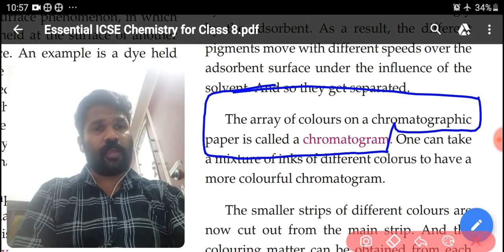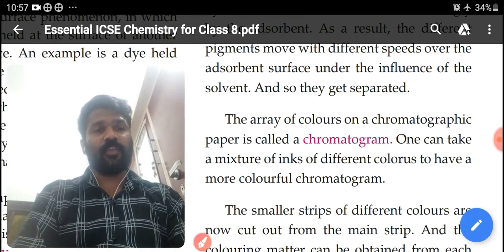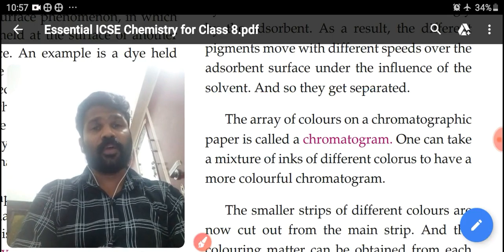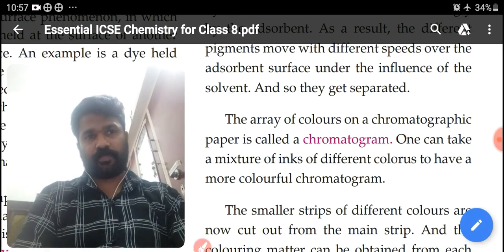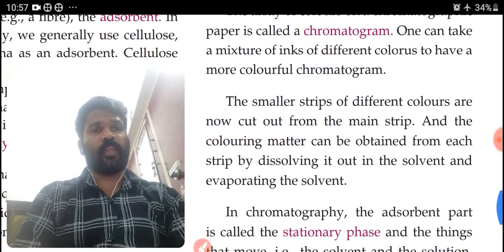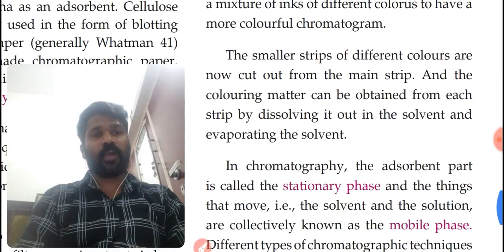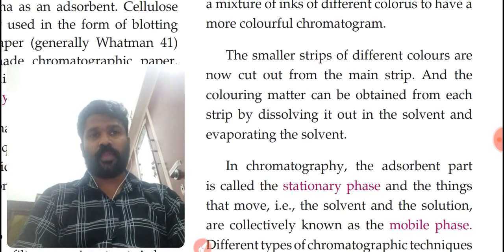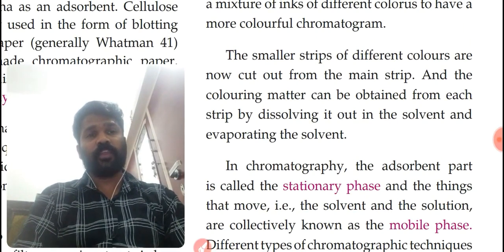One can take a mixture of inks of different colors to have a more colorful chromatogram. The smaller strips of different colors are now cut out from the main strip, and the coloring matter can be obtained from each strip by dissolving it out in the solvent and evaporating the solvent.